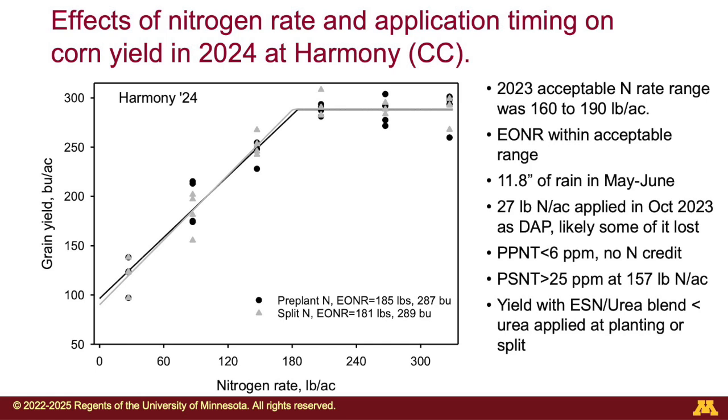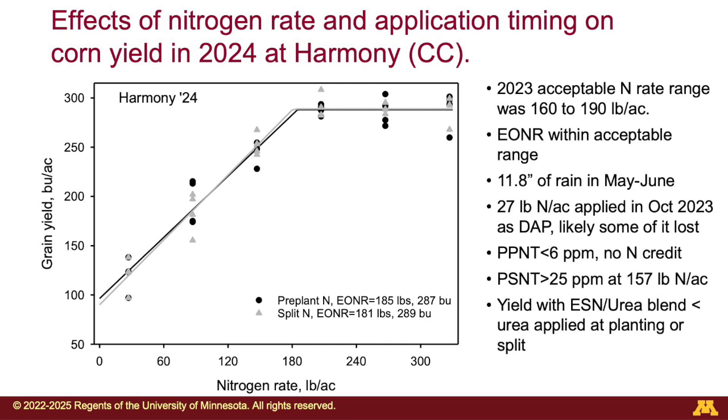This is the Harmony location. The Harmony location had 11.8 inches of rain in May and June, but it was only about 110 to 120% of normal in any given month. So it actually saw quite a bit different environment compared to these other sites that had extraordinarily wet and extended saturated conditions through a lot of late May and June. So the nitrogen loss potential at this site was a lot less.